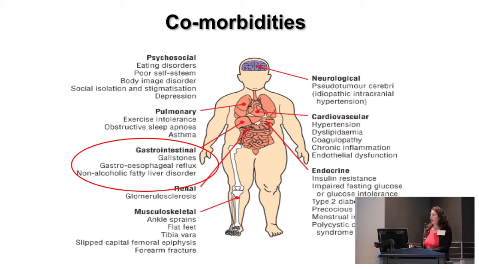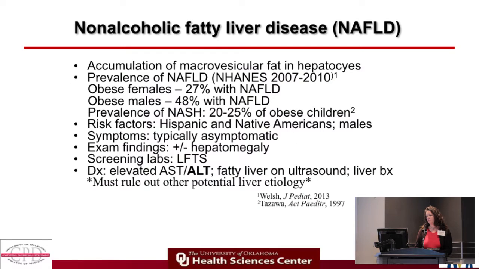So moving to GI, I'm going to start with non-alcoholic fatty liver disease, NAFLD, which is on the rise. It's an accumulation of macrovesicular fat in the hepatocytes. It's actually another pretty common comorbidity. Looking at kids in NHANES, the National Health and Nutrition Examination Survey, in 2007 to 2010, they looked to see on the LFTs, the ALT specifically, how many kids had elevated ALTs, of kids who were obese.